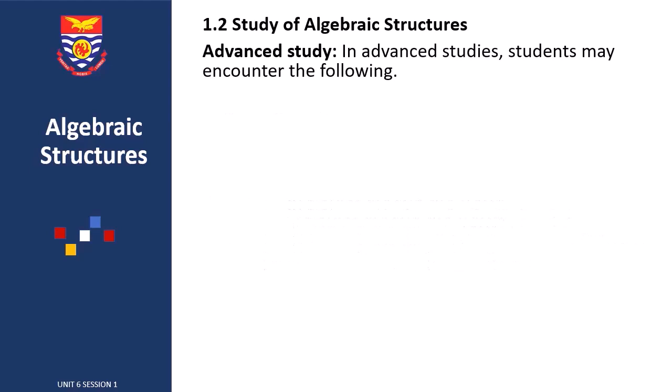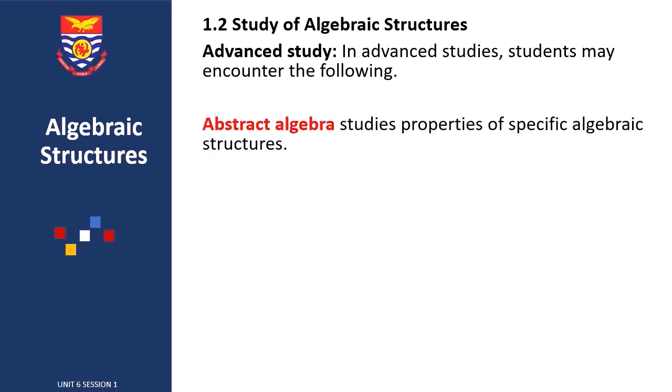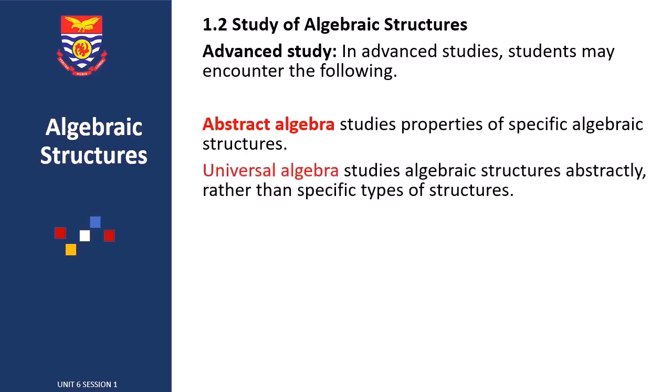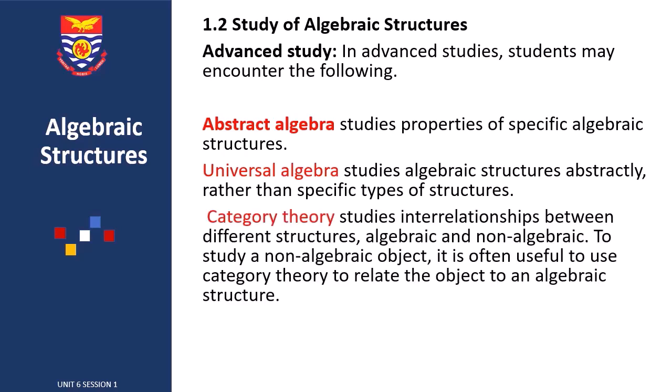So, study of algebraic structures. In advanced study, students may encounter the following. Abstract algebra studies properties of specific algebraic structures. So that is this course we are doing, Introduction to Abstract Algebra. Okay. Universal algebra also studies algebraic structures abstractly rather than specific types of structures. Now we also have category theory, and this studies interrelationships between different structures, algebraic and non-algebraic.